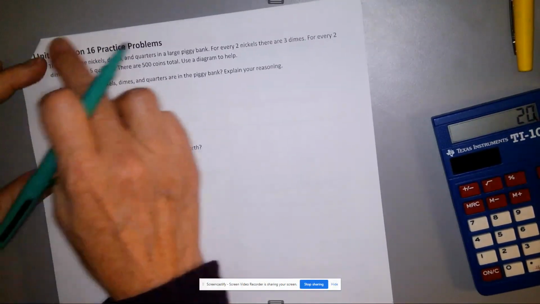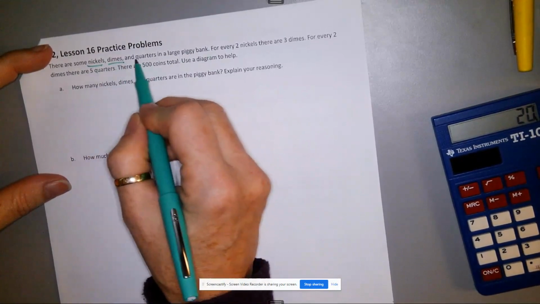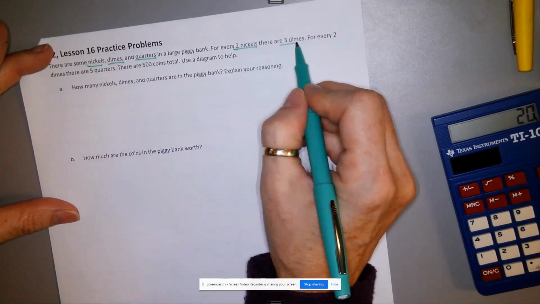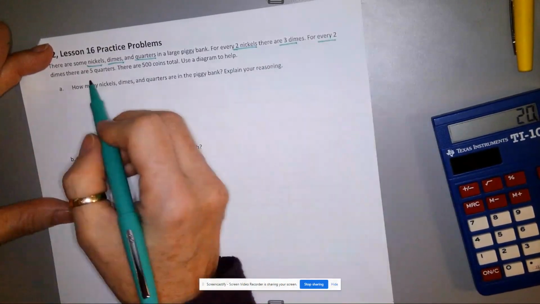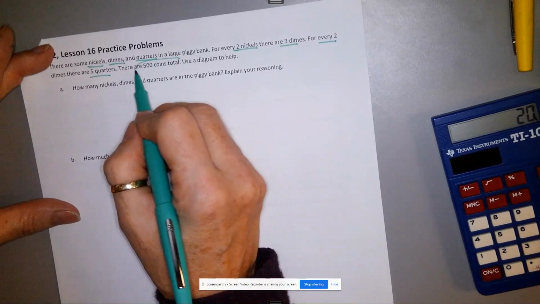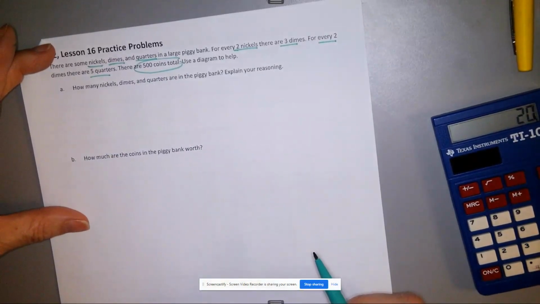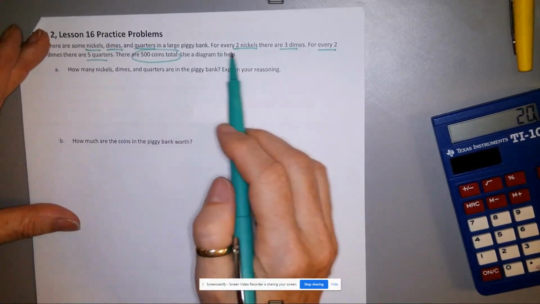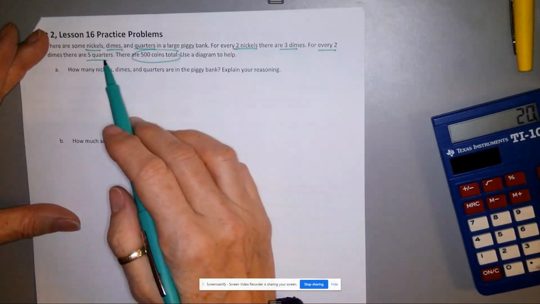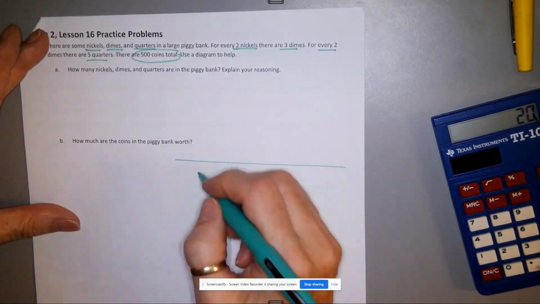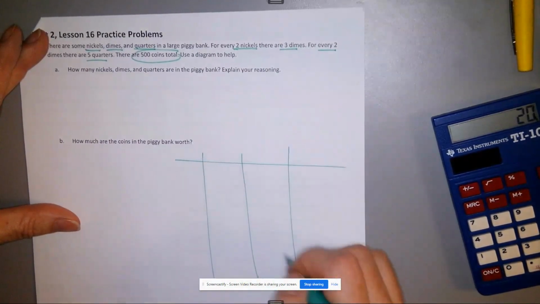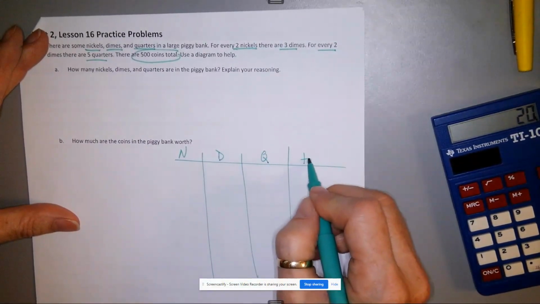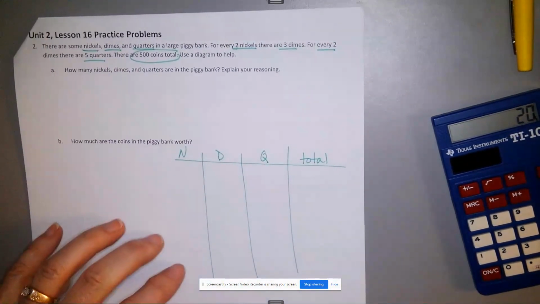This is a challenging problem. We have nickels, dimes, quarters. We have 2 nickels for 3 dimes, 2 dimes for 5 quarters, and then we have a total. I'm going to make a table, but you could also make a double number line. So I have 1, 2, 3, 4 things in my table. I have nickels, dimes, quarters, and total.